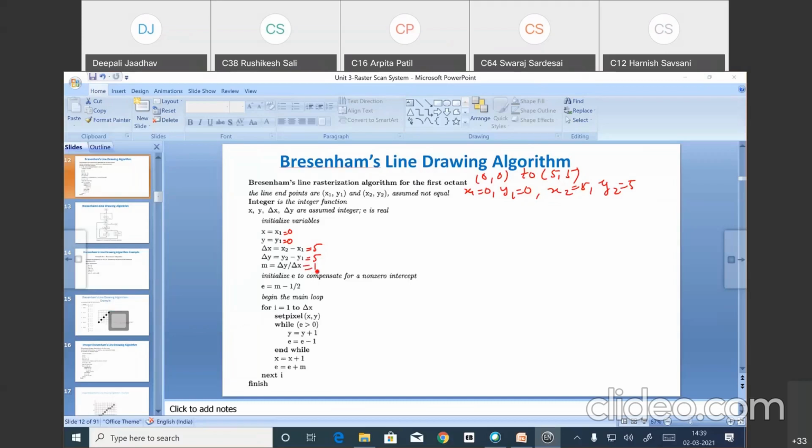Okay. So here I'm going to write incrementing through this main loop. Initially, what is E? m minus 1 half. Correct? So 1 minus 1 half, it is 1 half. Initialize the value of E with the equation m minus 1 half. So it is 1 half. Now begin with the main loop. Set pixel, E, x and y.